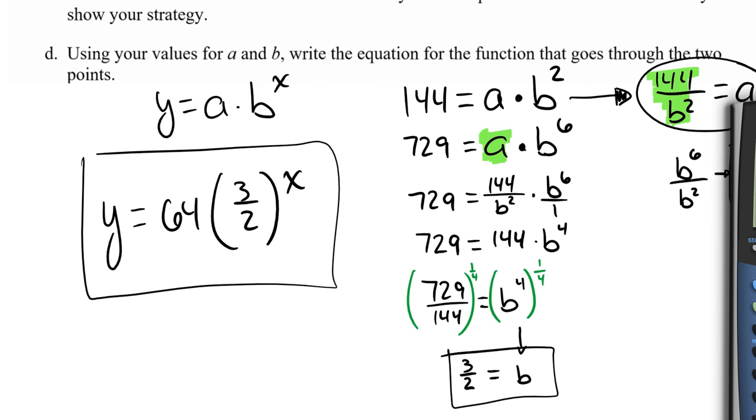But I claim substitution works quite nicely. And honestly, I could get a alone in both equations and then use the equal values method as well. But this was doing it using, I isolated a in the first equation and then substituted into the second.